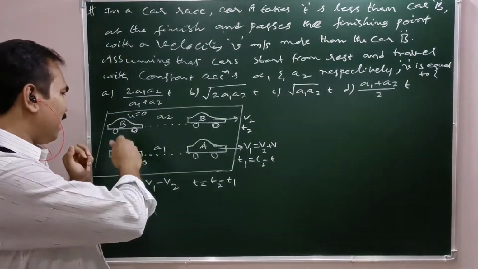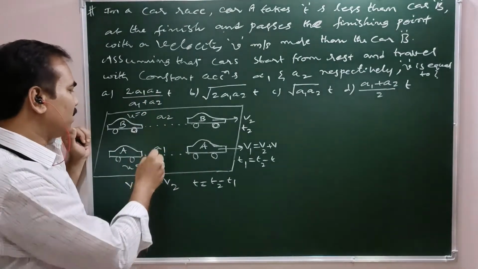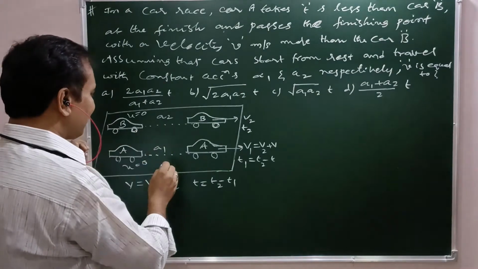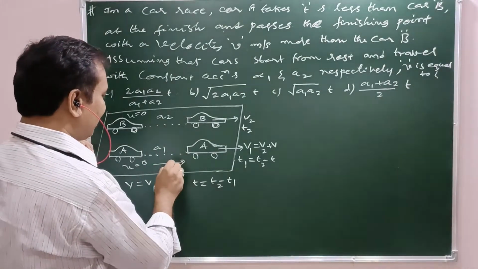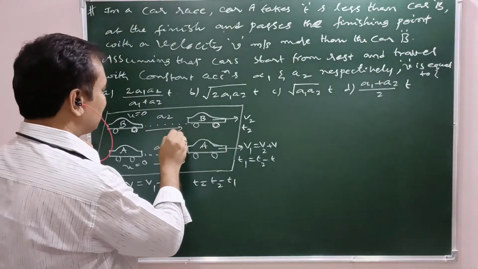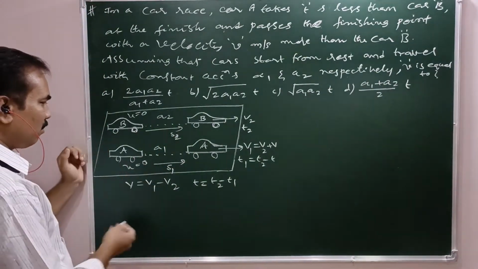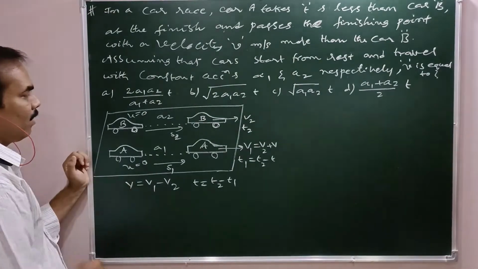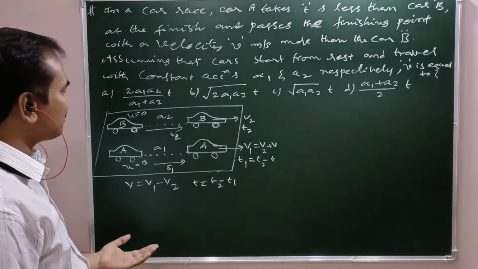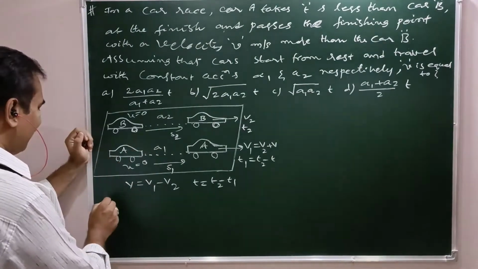Of course, both A and B cover equal distances before reaching the destination. Now what is the distance covered by A? Let it be s1. What is the distance covered by B? Let it be s2. But s1 equals s2. Alright? Now what are the accelerations here? For A it is a1, for B it is a2.